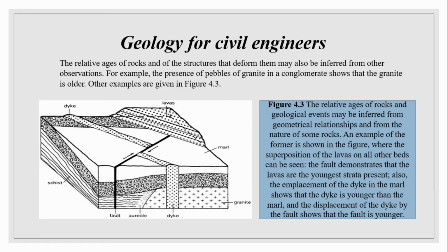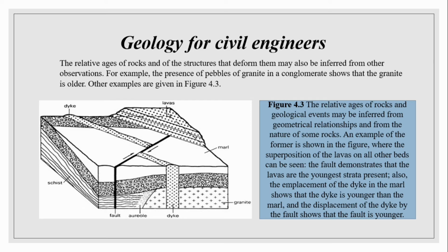The relative ages of rocks and the structures that form them may also be inferred from other observations. For example, the presence of pebbles of granite in a conglomerate shows that the granite is older. The relative ages of rocks and geological events may be inferred from geometrical relationships or from the nature of some rocks. An example of the former is shown in the figure, where the superposition of the lavas on the other beds can be seen. The fault demonstrates that the lavas are the youngest strata present.